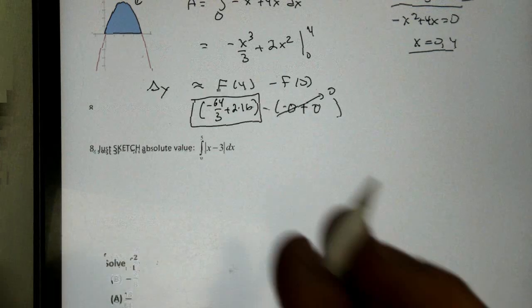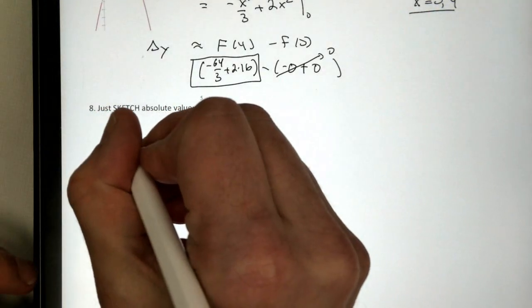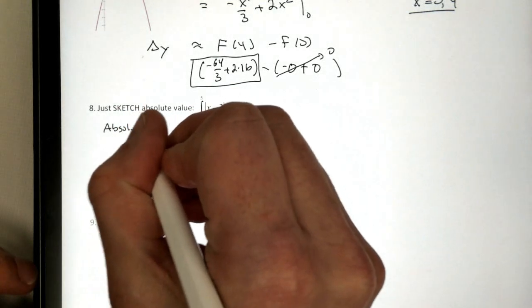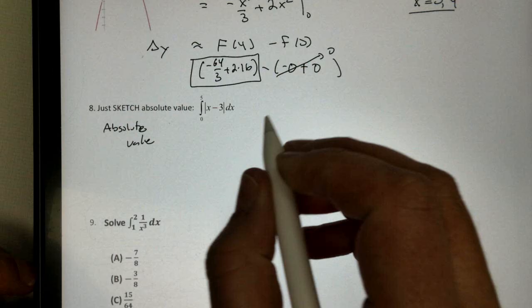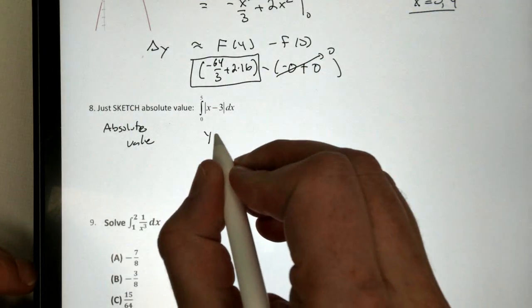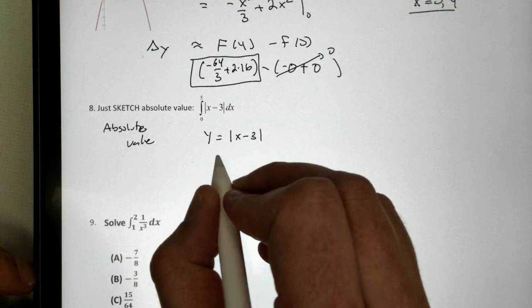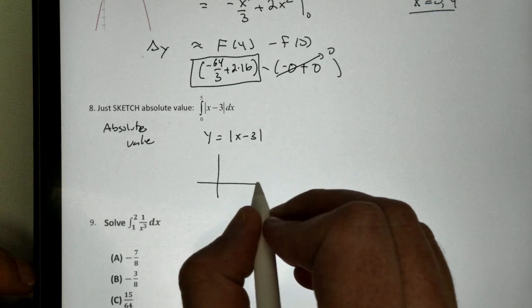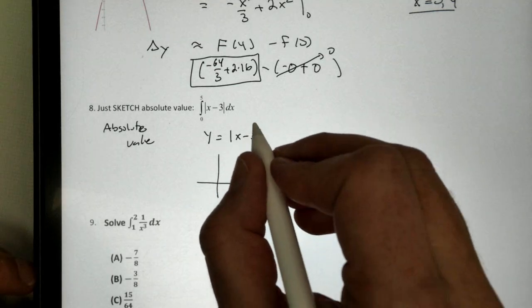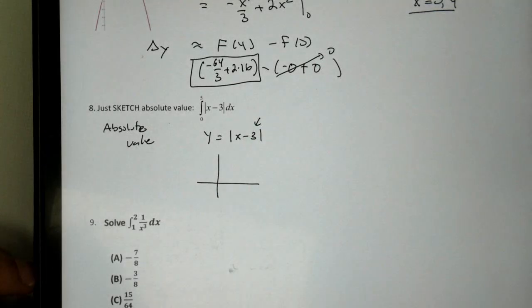A prime example is always absolute value. The other one we're going to talk about later on is called the circle. So for absolute value, we're going to sketch it. It is a lot easier to do absolute value sketching than it is to integrate it. It's very nasty to integrate. Absolute value is very easy to do.